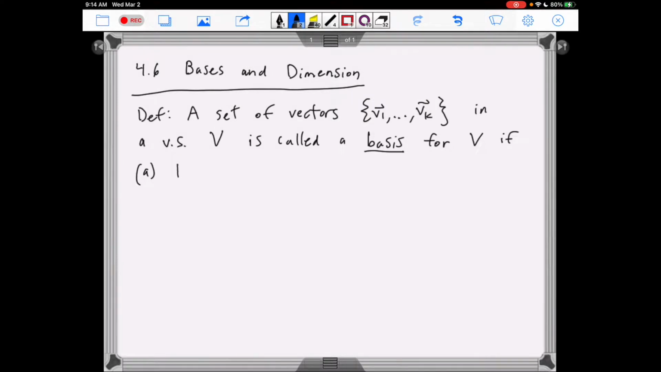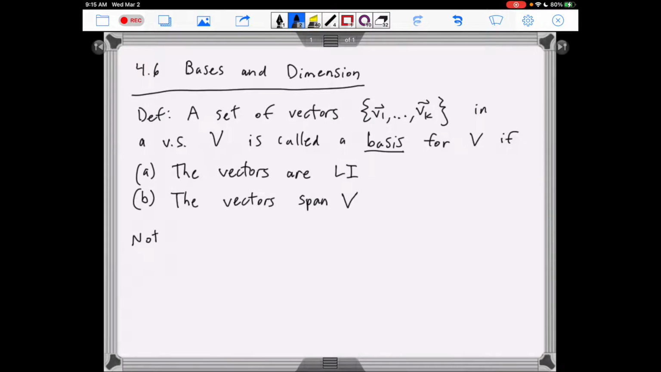First, the vectors are linearly independent, and B, the vectors span the whole space V. Okay?